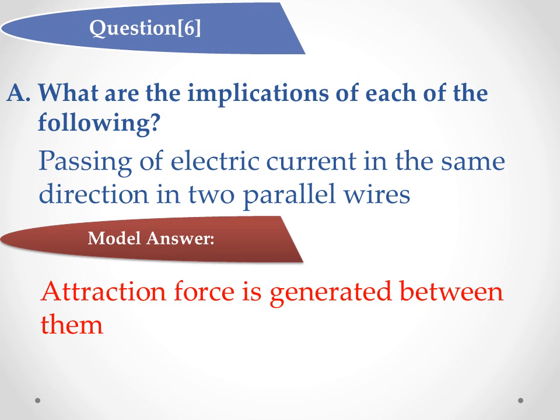Question 6. A. What are the implications of each of the following? Passing of electric current in the same direction in two parallel wires. Model answer. Attraction force is generated between them.